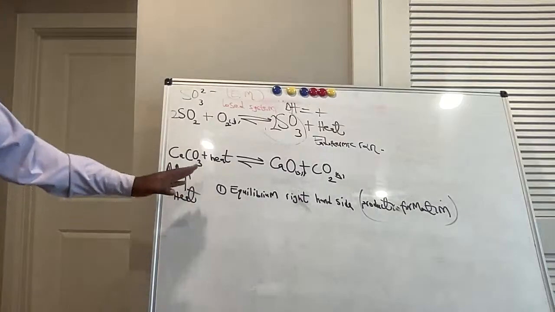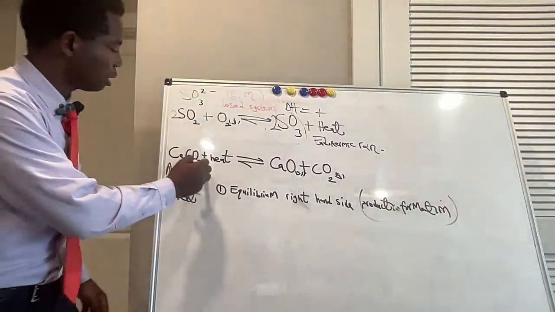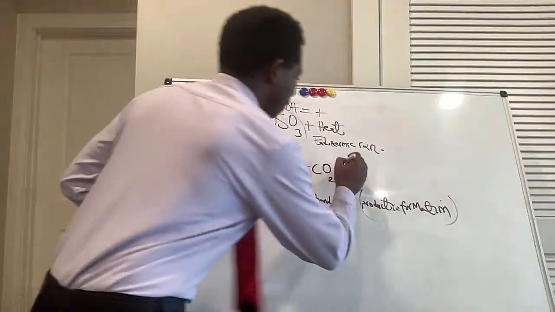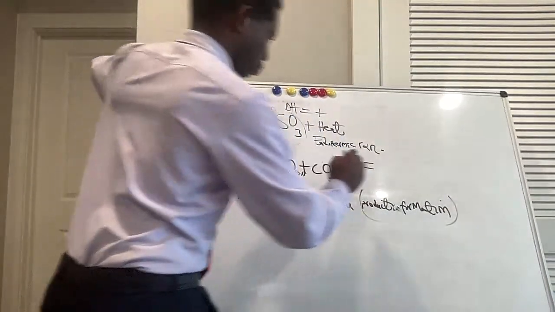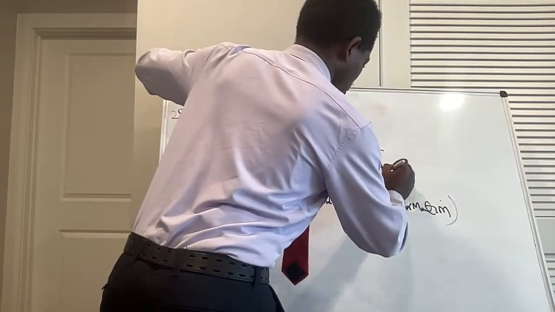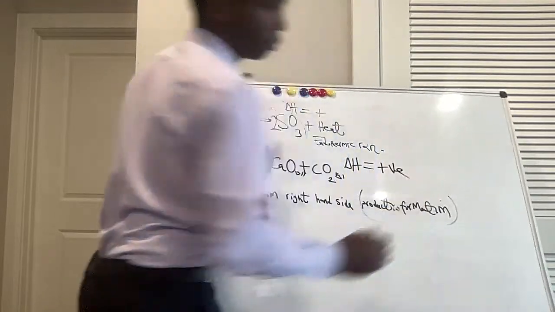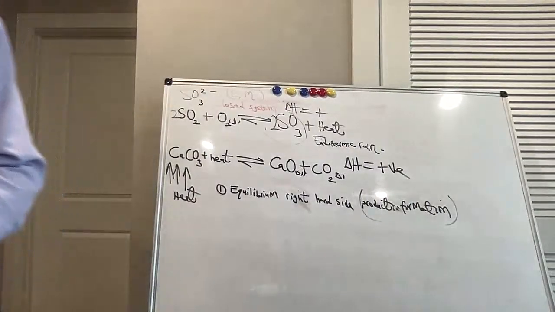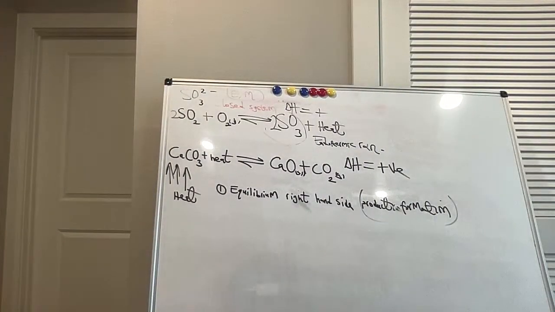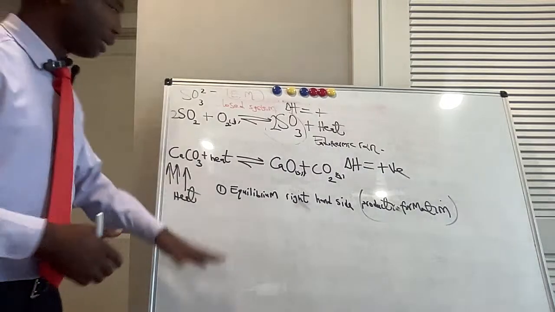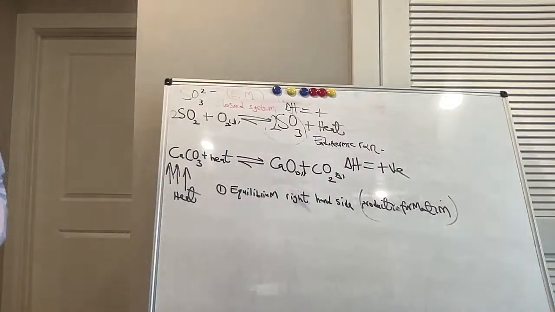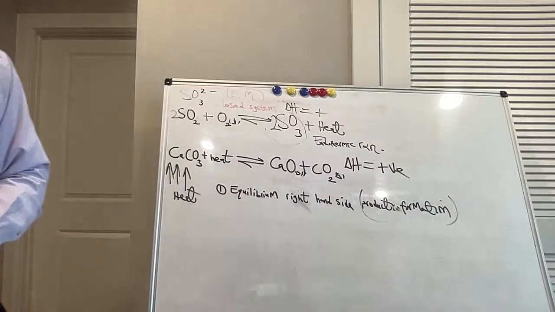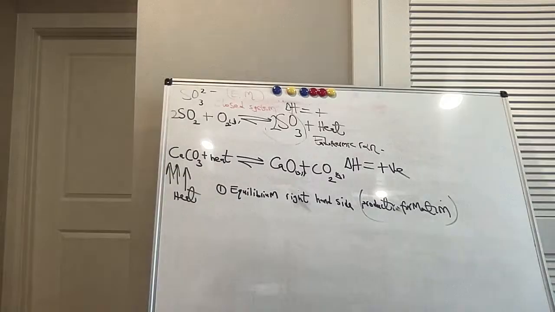We are talking about the effect of temperature in this reaction. When the change in enthalpy is positive, the more heat you apply, the more calcium oxide and carbon dioxide are produced. Okay? Now let's proceed. What is the effect of a decrease in temperature?